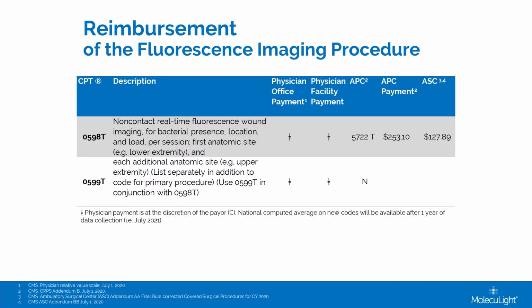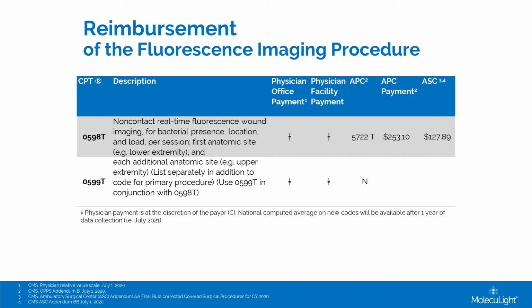So how do you bill for the procedure? Well, these two new codes, which were released July 1st, are coded as 0598T, non-contact real-time fluorescent wound imaging for the first anatomic site. The 0599T is each additional anatomic site.